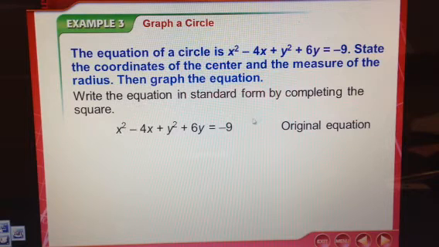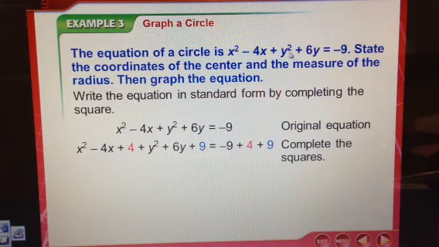We're going to do the same thing for our y values. We'll take half of this coefficient, half of 6 is 3, and square it, that becomes 9. So we need to add a 4 to these two terms and put it with that, and add a 9 here. Well, if we add 4 to the left side of the equation, we have to add 4 to the right side. If we add 9 to the left side, we have to add 9 to the right side.